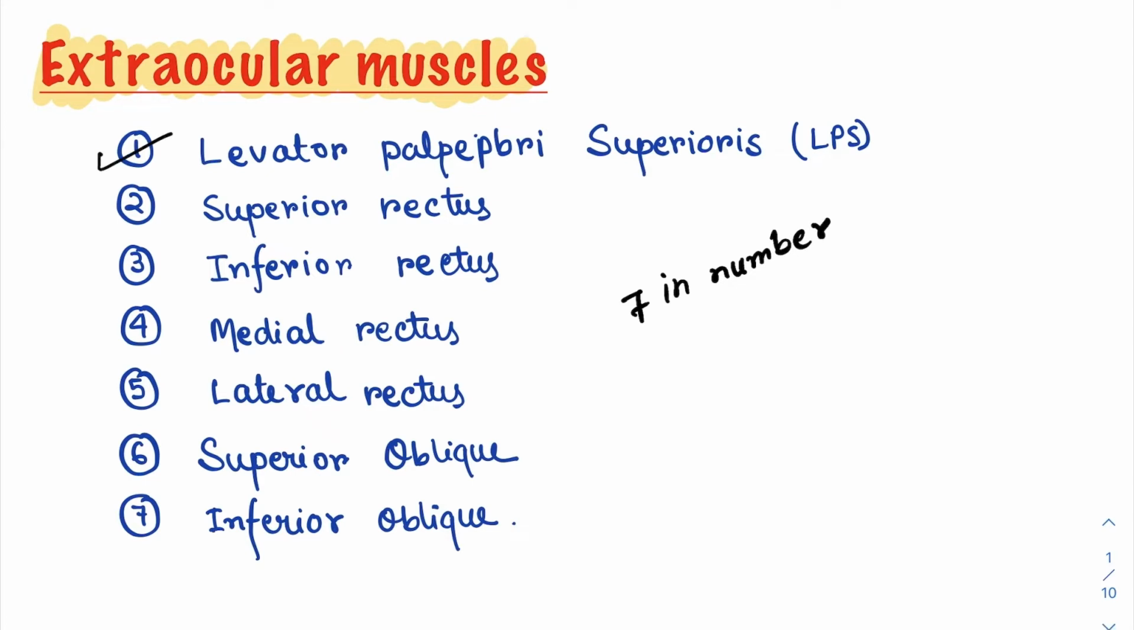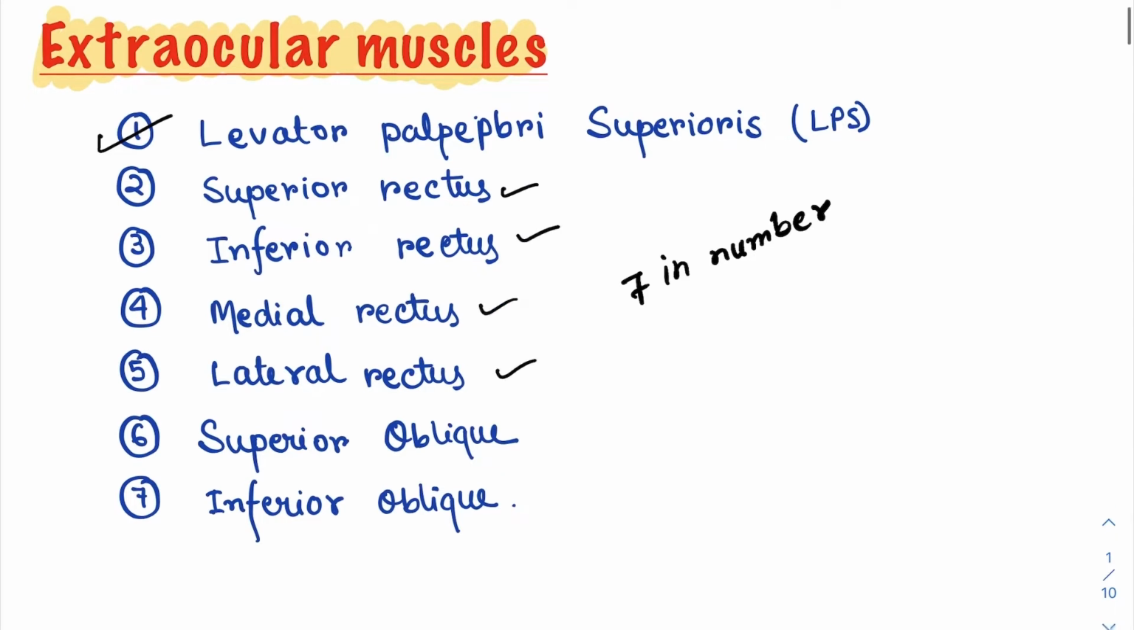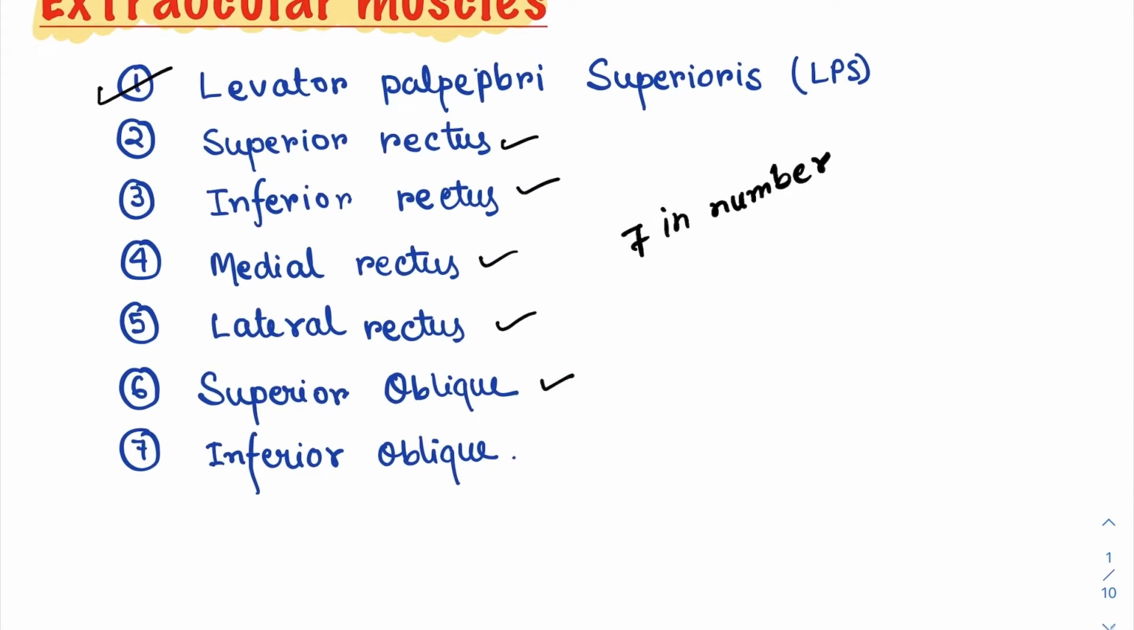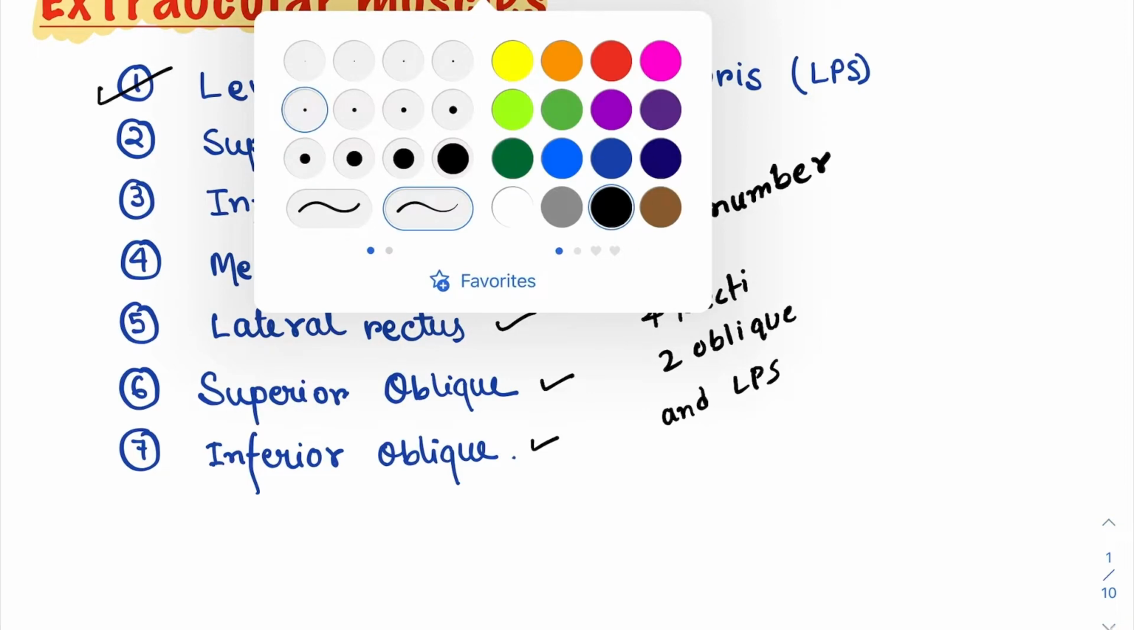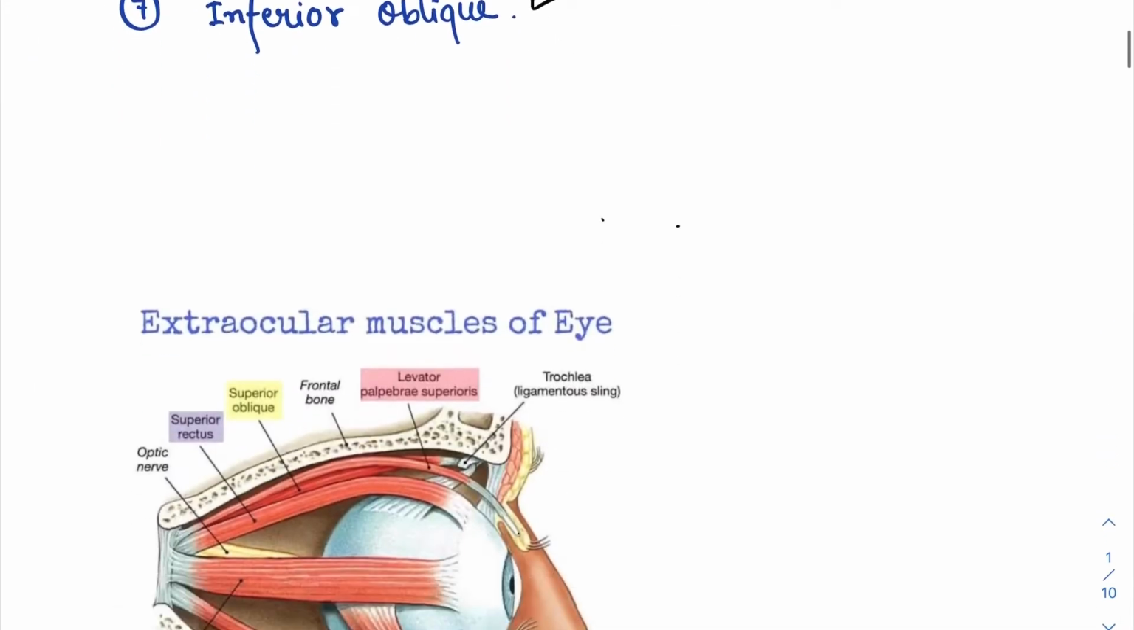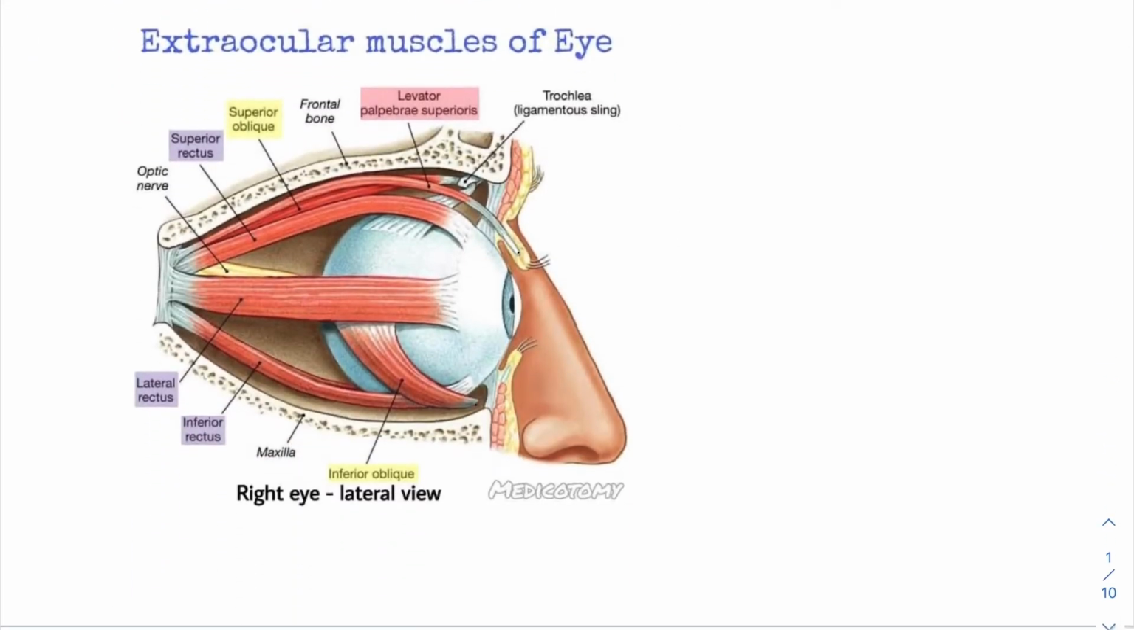That is levator palpebrae superioris, 4 recti: superior rectus, inferior rectus, medial rectus, lateral rectus, and 2 oblique, that is superior oblique and inferior oblique. So 7 in number: 4 recti, 2 oblique, and LPS, that is levator palpebrae superioris. So let's see the muscles in the eye and how they are present.